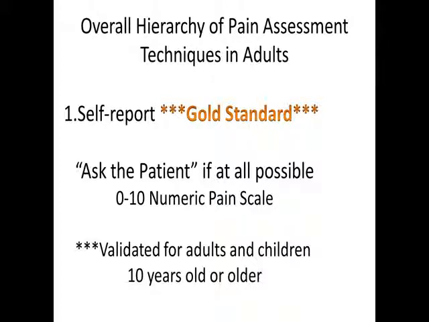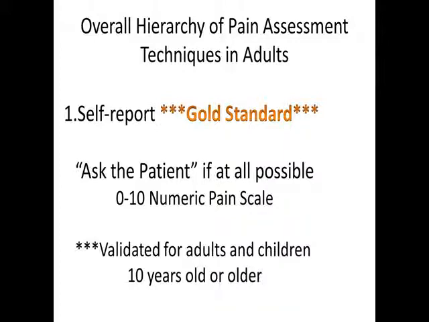So, when you go about assessing pain in a patient, there is a hierarchy, or an order, in which you should gather your information. The gold standard, or the most accurate tool, is asking the patient, what we call self-reporting pain. In a typical verbally responsive patient, you would ask them to rate their pain on a scale of 0 to 10. That's our numeric pain score.